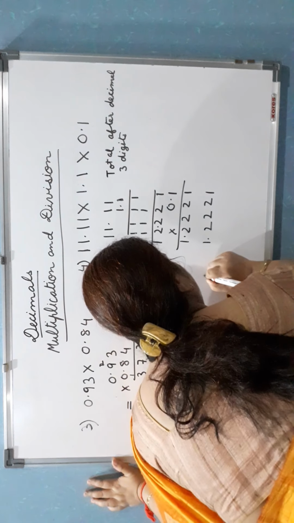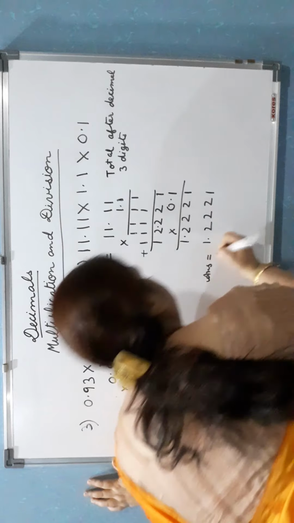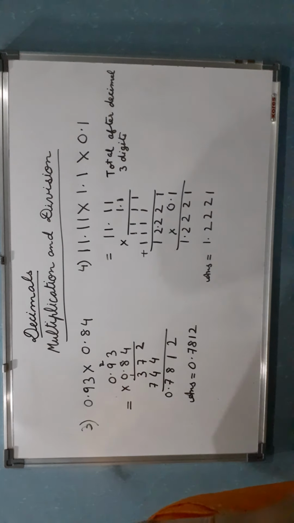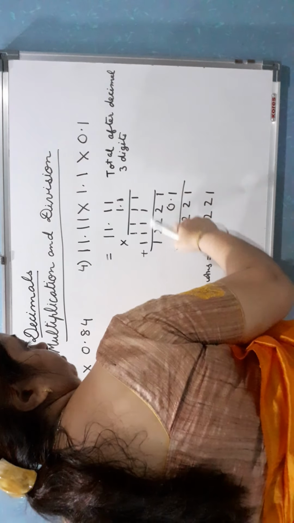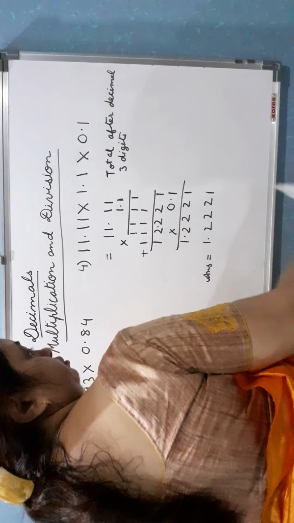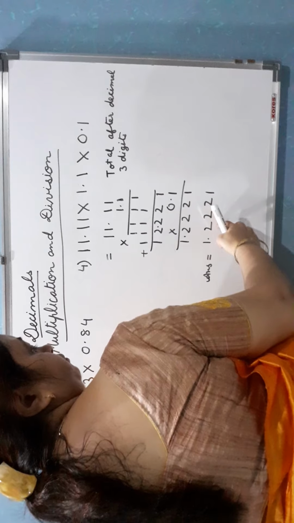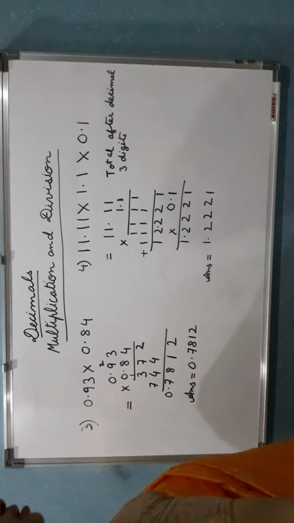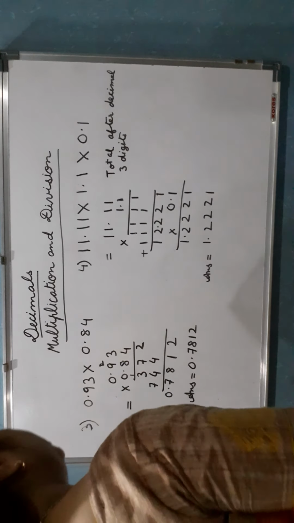So answer equal to this. Okay. So your answer will be this. Here, 3 digits after the point, here 1 digit after the point, so 4. So 1, 2, 3, 4 digits after the point. This is your answer. Okay.